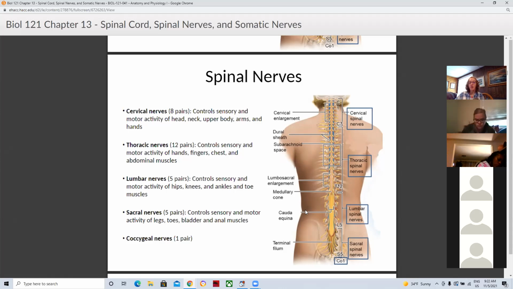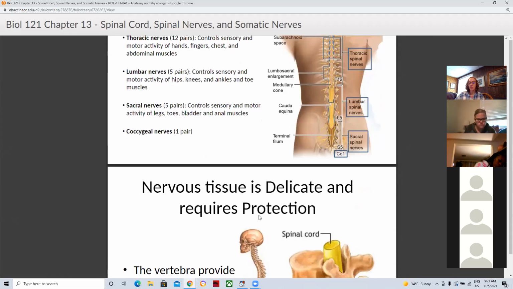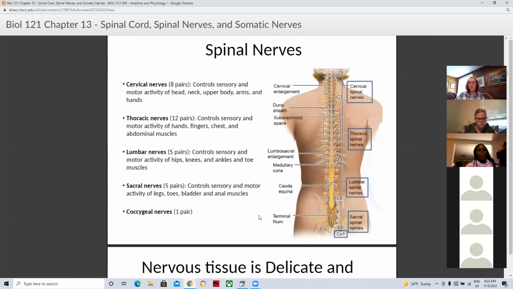And coccygeal nerves, 1 pair of coccygeal nerves. Questions?